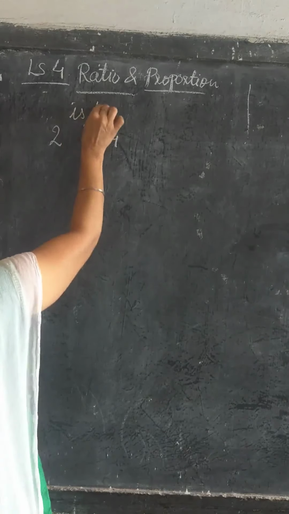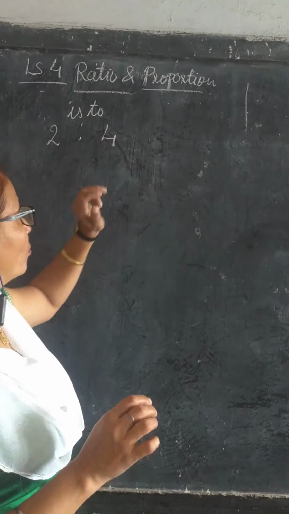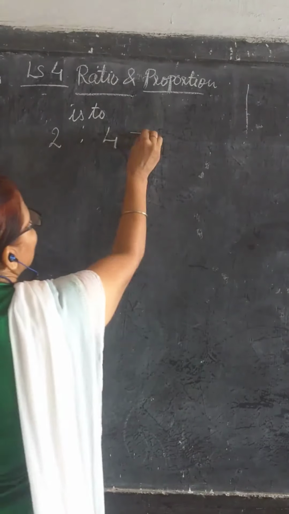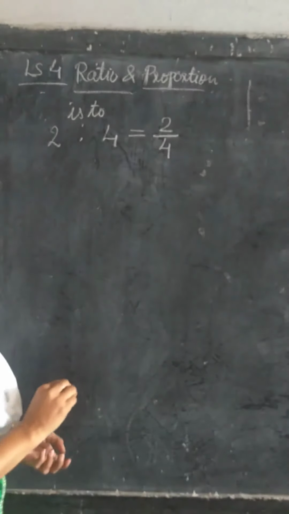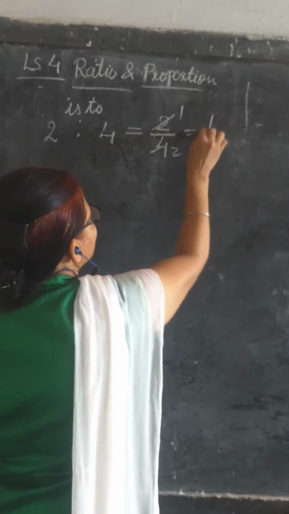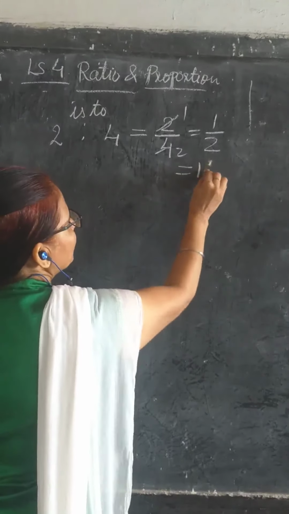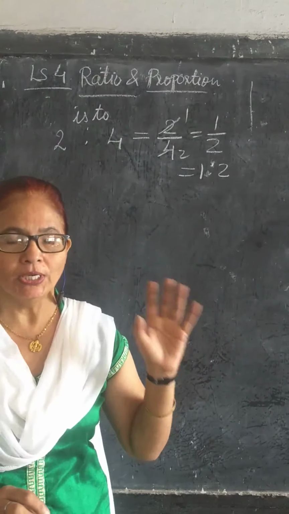This symbol is called 'is to'. So how do we read it? 2:4. Now if you want to compare these two numbers, what will you do? You will write this in fractional form, that is 2/4, and you can write the simplest form also. What is the simplest form of this? 1/2, or you can say this is 1:2. So in this way you can compare any two numbers.